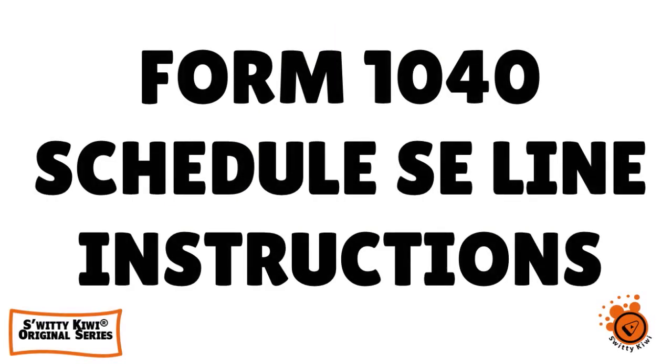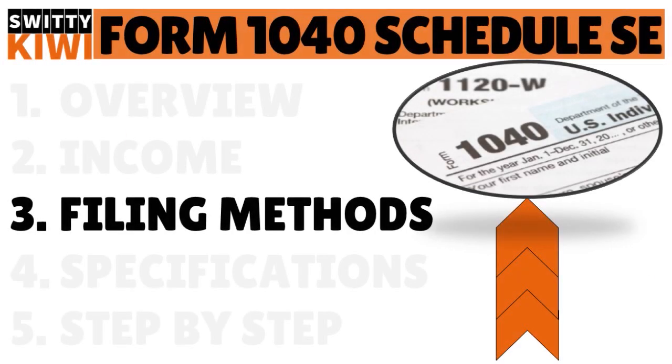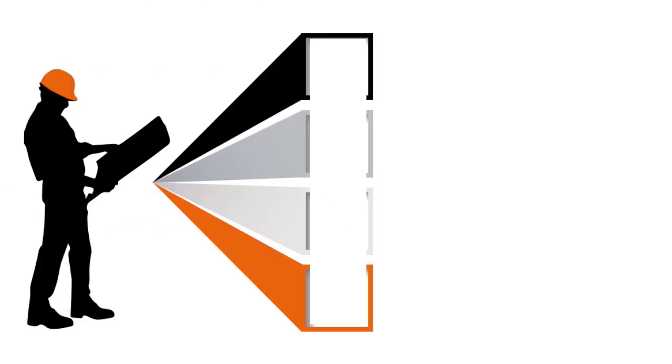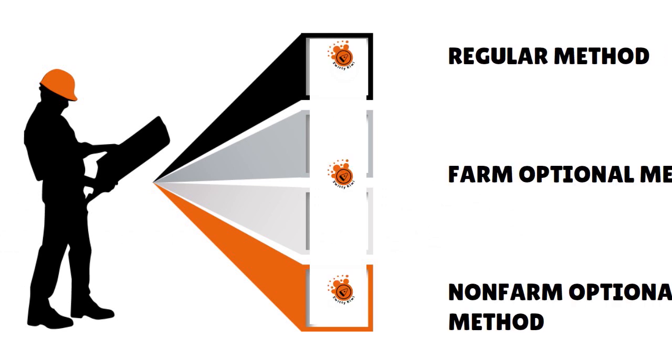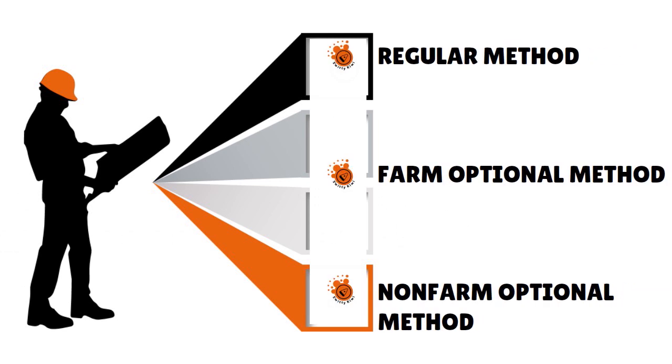We are still having a conversation here about filing Form 1040, Schedule SE line-by-line instructions. And I want to talk to you about the filing method and the specifications before talking about the step-by-step. When we talk about filing methods, there are three methods on the long form for calculating self-employment tax. We have the regular method, that's number one. We have the farm optional method, and we have the non-farm optional method. Those are the three methods.